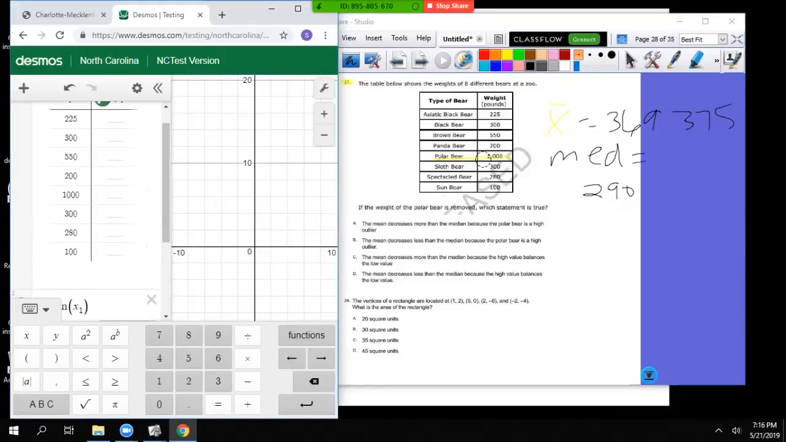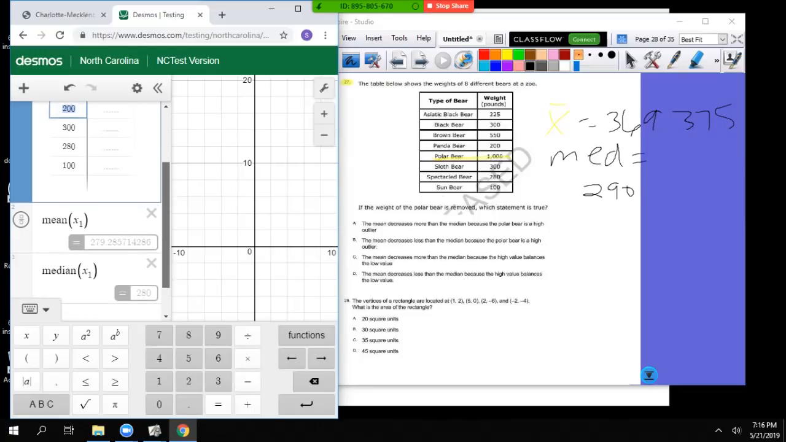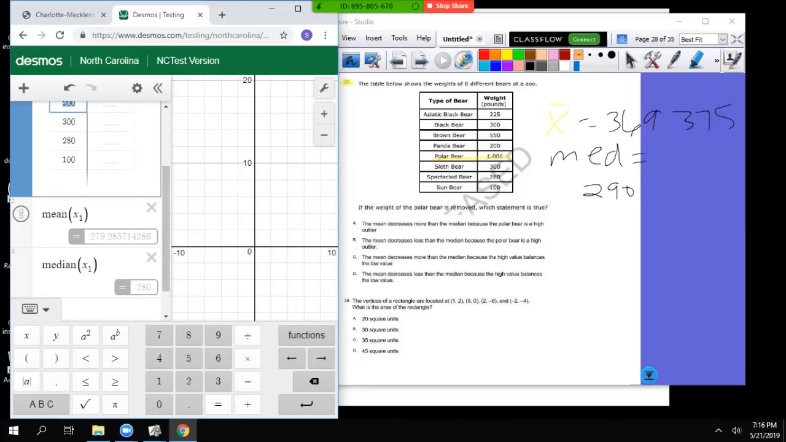And remember, we highlighted the polar bear, so the polar bear was 1,000. Let's just delete that data point and see what happens. Remember, it'll calculate it as long as I've put in a place for mean and median. So the mean now is 279.286, if we round it, and the median is 280. So let's compare those two sets of data, original and augmented.